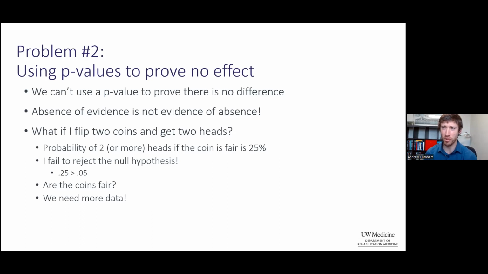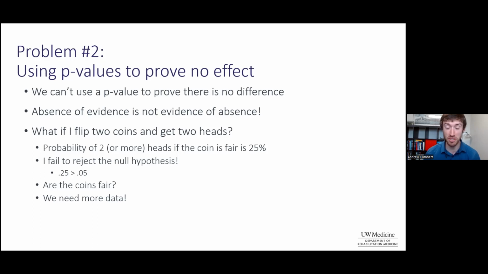So the first case we look at is, what if I flip 2 coins and get 2 heads? What's the probability of 2 or more heads if that coin is fair? Well, it's about a 25% chance. So I have a 25% chance of getting 2 heads in a row if I flip 2 fair coins. Based on that, I would fail to reject the null hypothesis. 0.25 is greater than the 0.05 that we typically use, so we're not able to reject the null hypothesis. But based on those 2 flips, how many people would be willing to bet that that coin is perfectly fair? I would say, hopefully not many people.